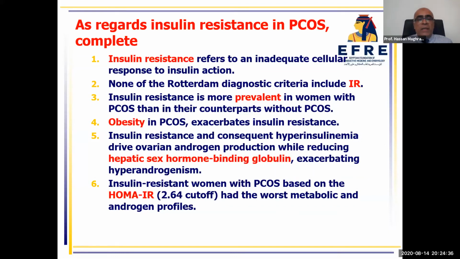So the answers are: insulin resistance refers to an inadequate cellular response to insulin. None of the Rotterdam diagnostic criteria include insulin resistance. Insulin resistance is more prevalent in women with PCOS than in their counterparts without PCOS. Obesity in PCOS exacerbates insulin resistance, and insulin resistance and consequent hyperinsulinemia drive ovarian androgen production while reducing sex hormone binding globulin, and this exacerbates the free testosterone. And insulin-resistant women with PCOS based on the HOMA test with cutoff 2.6 had the worst metabolic and androgen profiles.